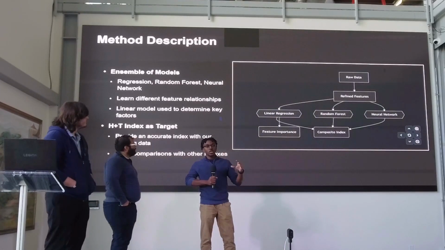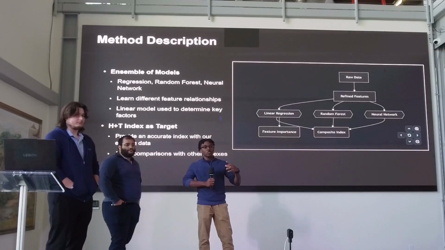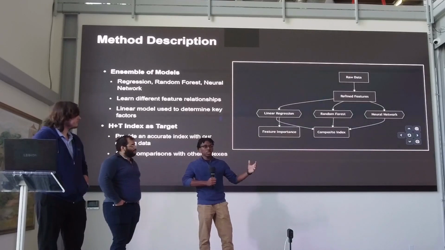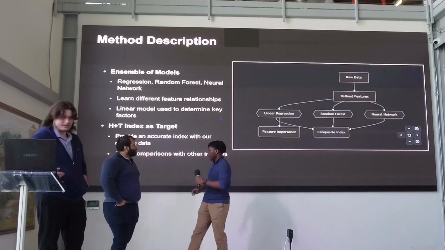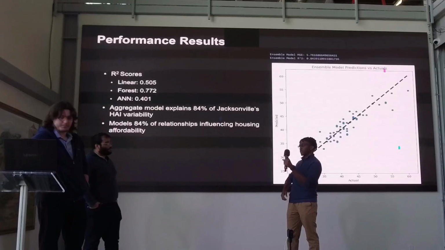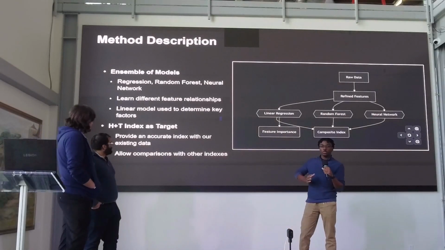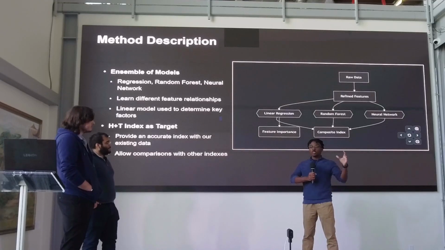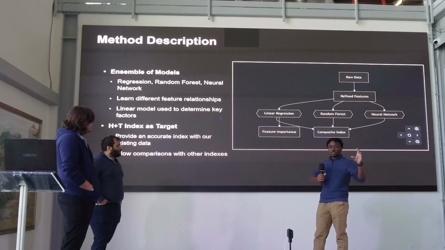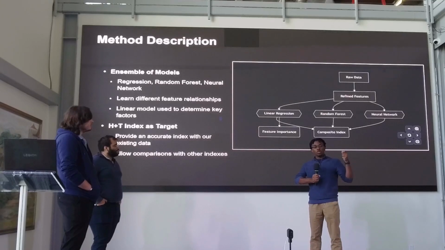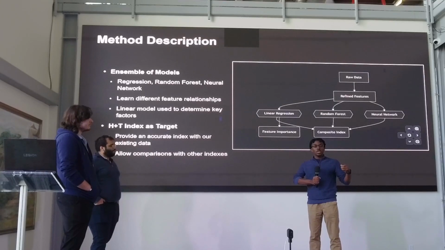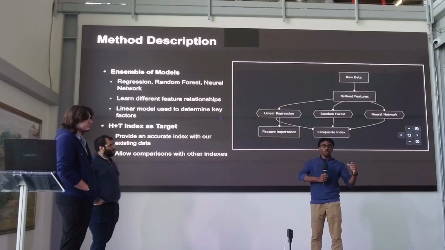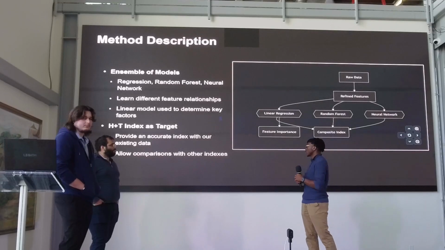So we decided to use an ensemble of models in order to produce a housing affordability index. We decided to use a regression model, random forest, and neural network. We decided to use this ensemble so that each model will learn different relationships in the data. And then we wanted to have a linear model so it was easy to pull out the relationships that were learned, and that way government officials will be able to pinpoint exactly what is influencing affordability in a given area.